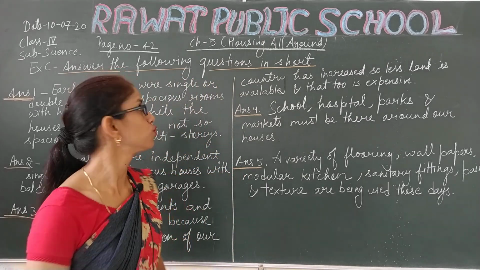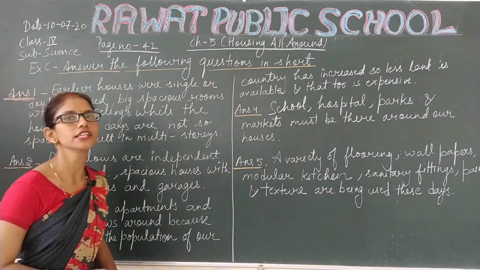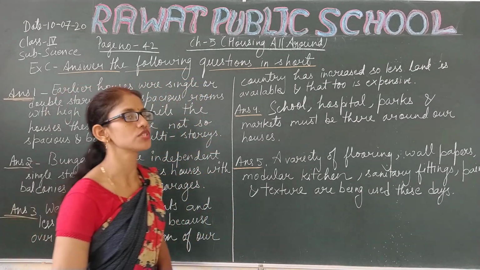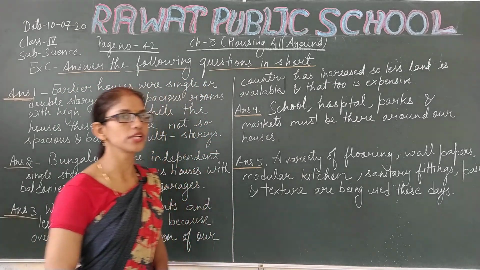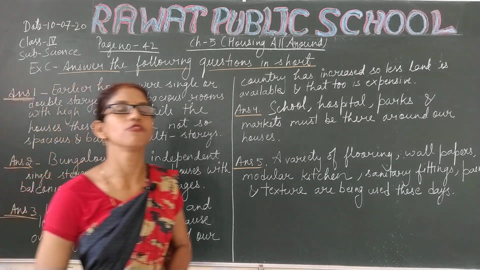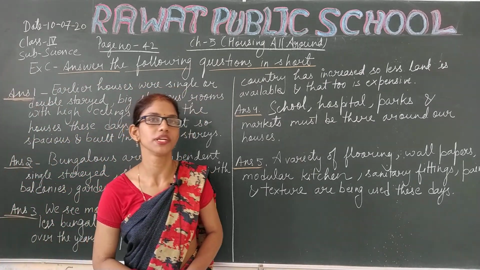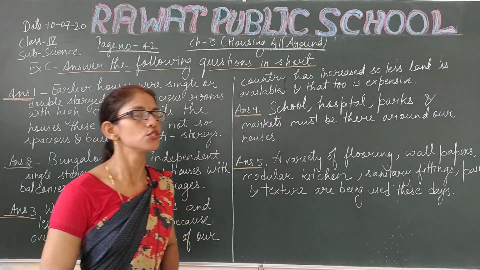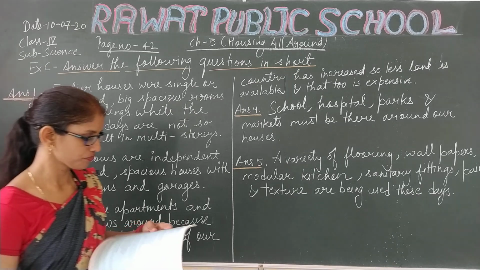So today we will do exercise C, that is, answer the following questions in short of chapter 5, that is, housing all around. So students, the questions are given at page number 42 in your book, and if you don't have the book, I have sent you the PDF of the questions in which you can see the questions easily. So question 1 is given.